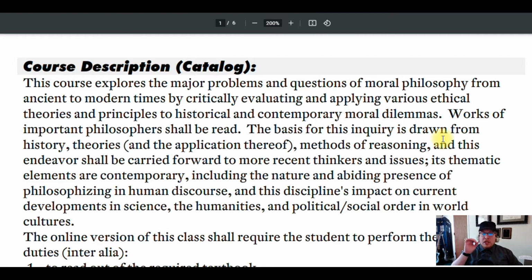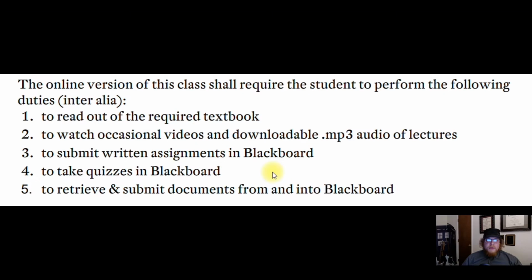Then, here are the things that you need to do for this online version of the class. First thing you're going to have to do is read out of the required textbook. The required textbook for the course is Louis Botchman's Moral Philosophy, 4th edition. Granted, most of the texts that we're going to cover in here actually are in the public domain, so you can look them up online for free, but you will need to read them. I'll spend some time going over them in depth in some videos in the course.